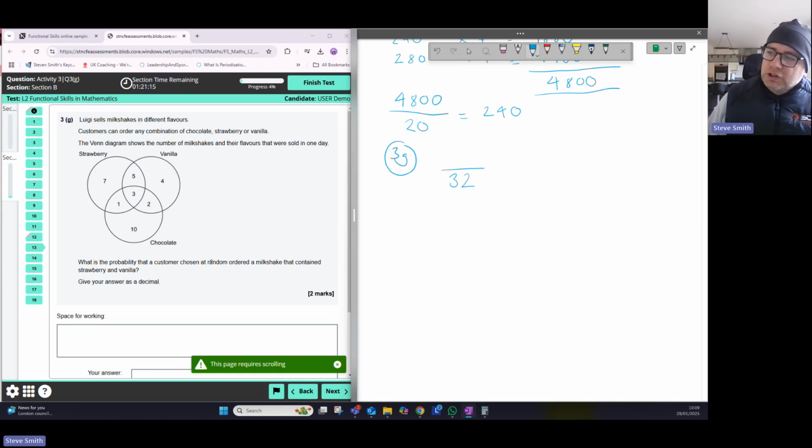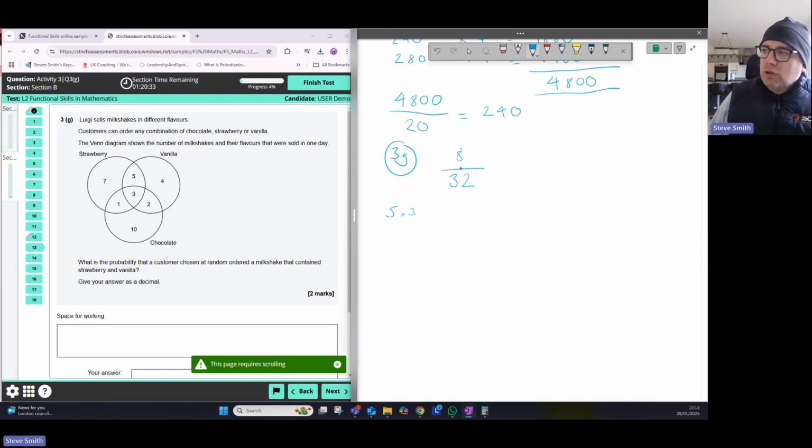So what is the probability that the customer chosen at random ordered a milkshake that contains strawberry and vanilla? Strawberry and vanilla just on its own is 5. But then strawberry, vanilla, and chocolate is 3. It says not just strawberry and vanilla, it says that contain them both. Well, that contains them both, and that also contains them both, but it also contains chocolate. So we include those two numbers, because those two numbers both are circling the strawberry and the vanilla. It doesn't matter that the 3 of those also contain chocolate. It just says the milkshakes that contain strawberry and vanilla. So we've got 8 altogether.